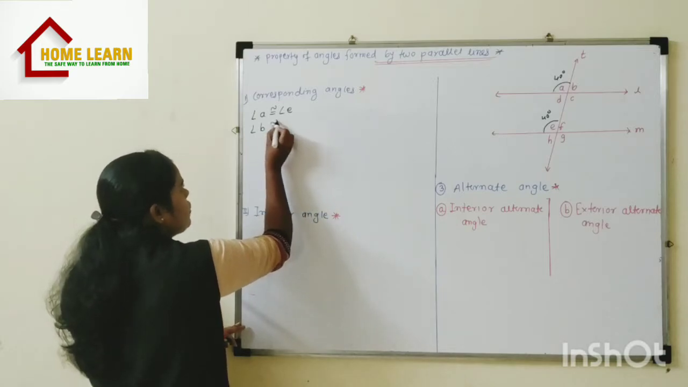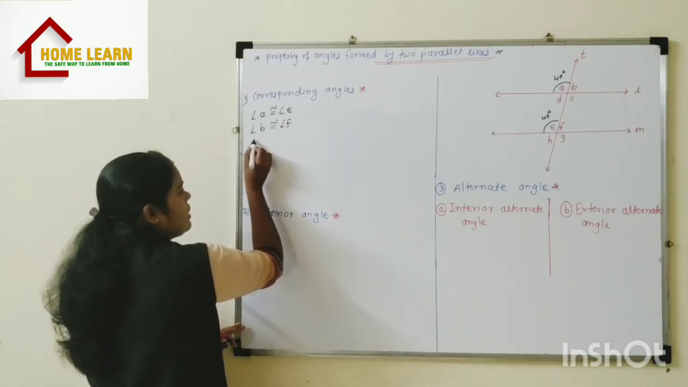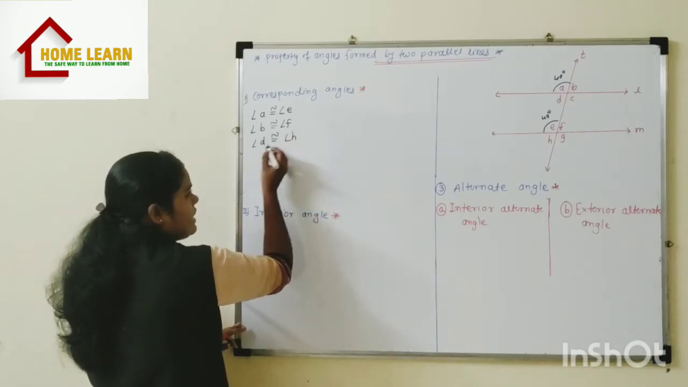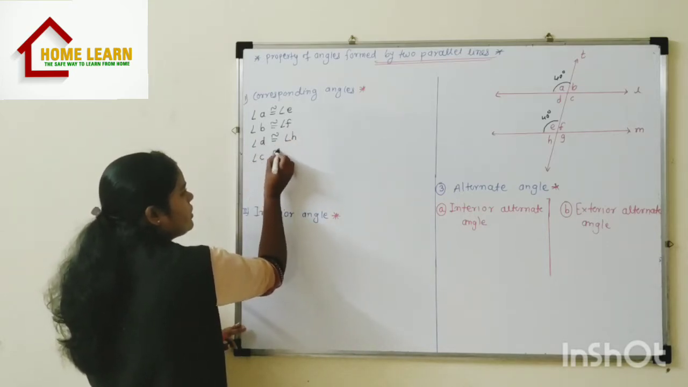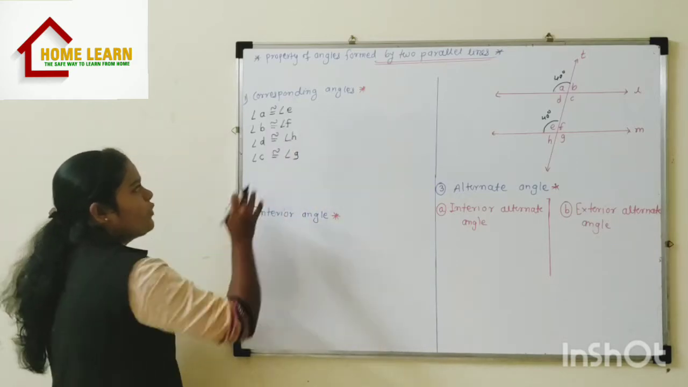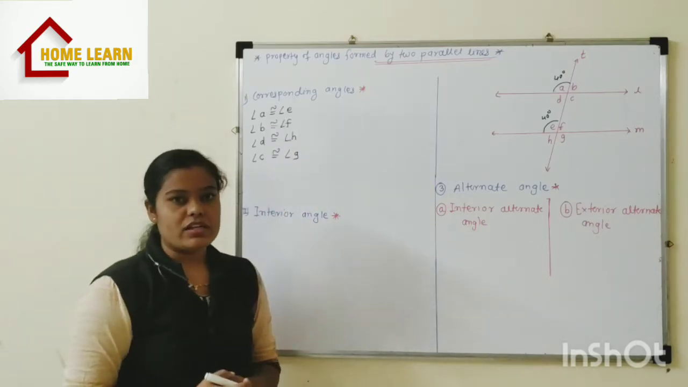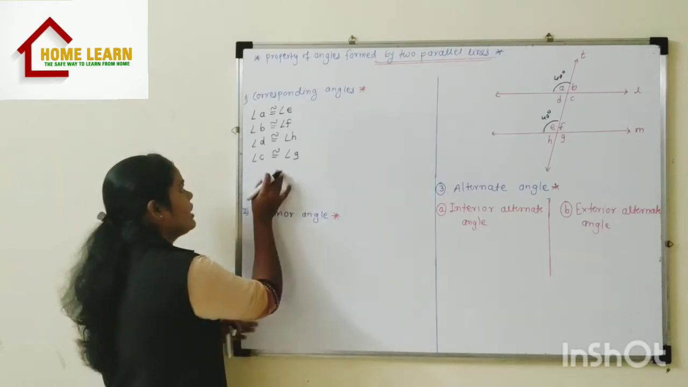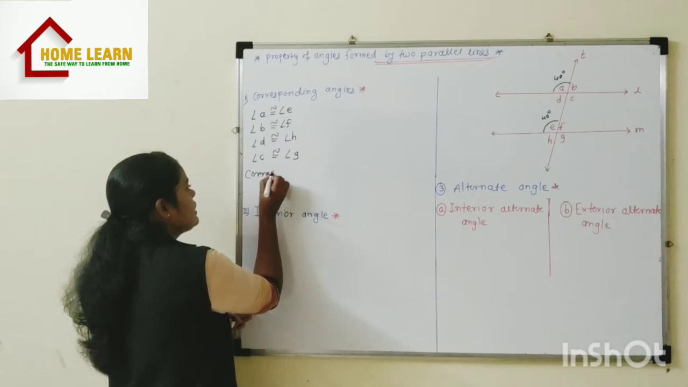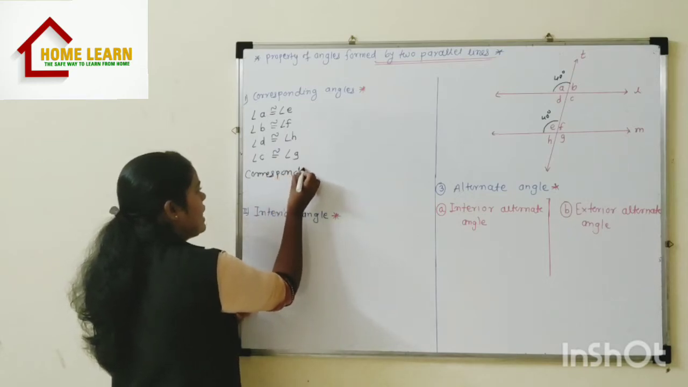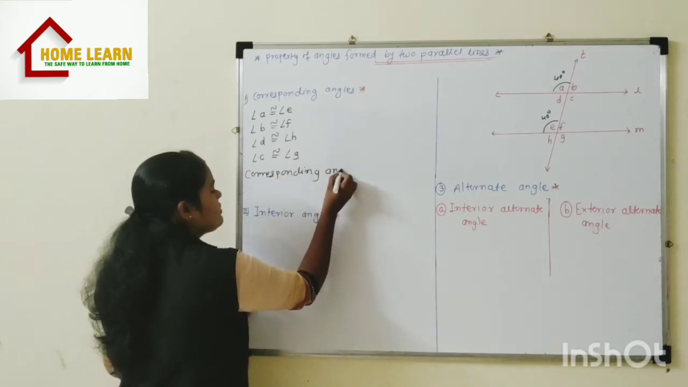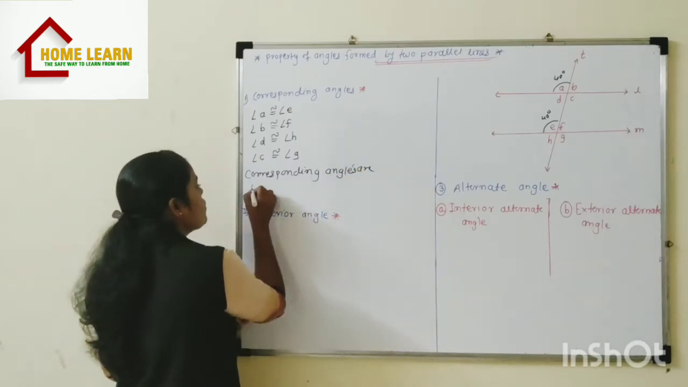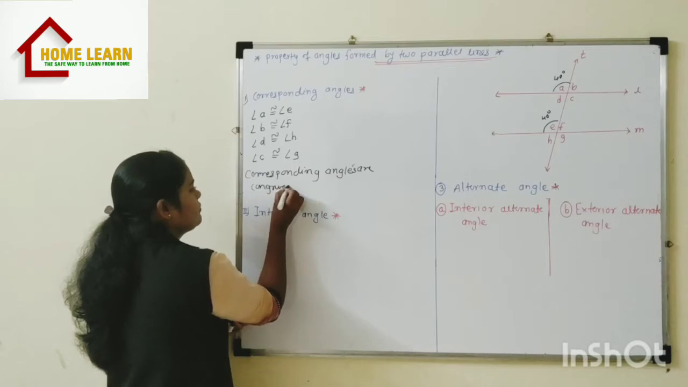Angle B congruent to angle F, angle D congruent to angle H downside, and angle C congruent to angle G. These four pairs are corresponding angles and are congruent to each other. So we can write here the property of corresponding angles is that corresponding angles are congruent to each other.